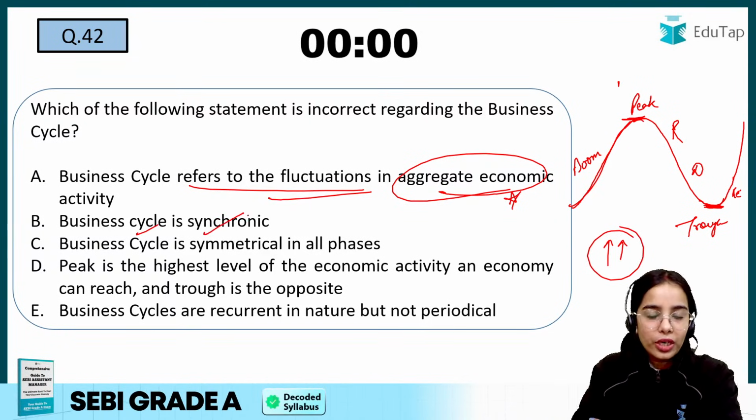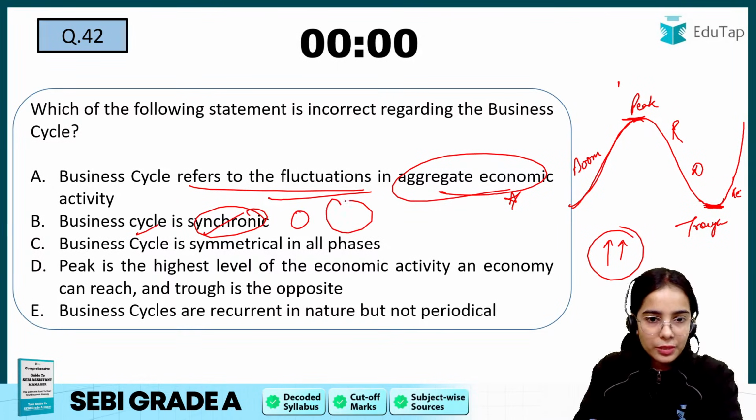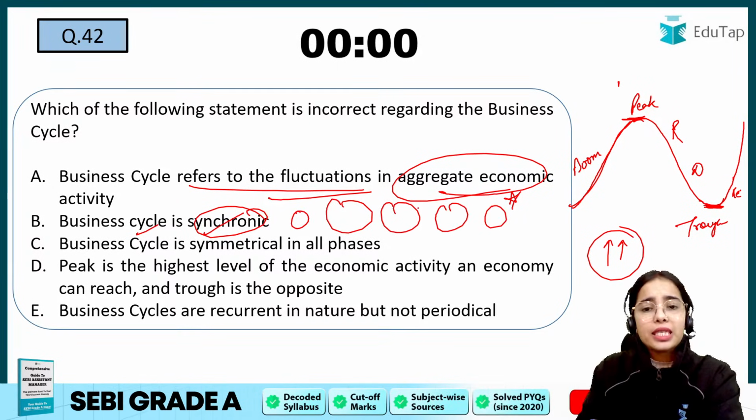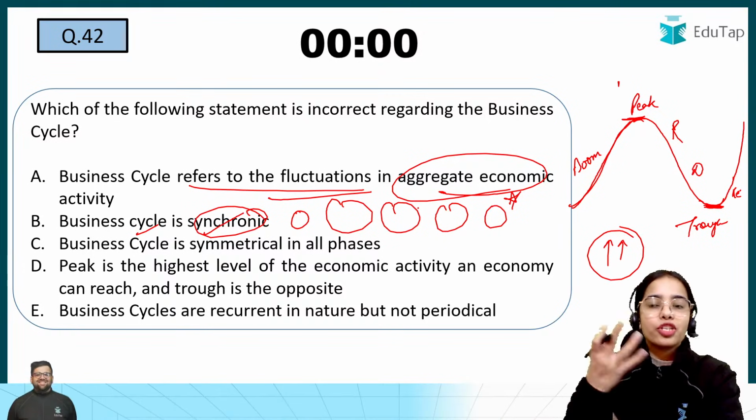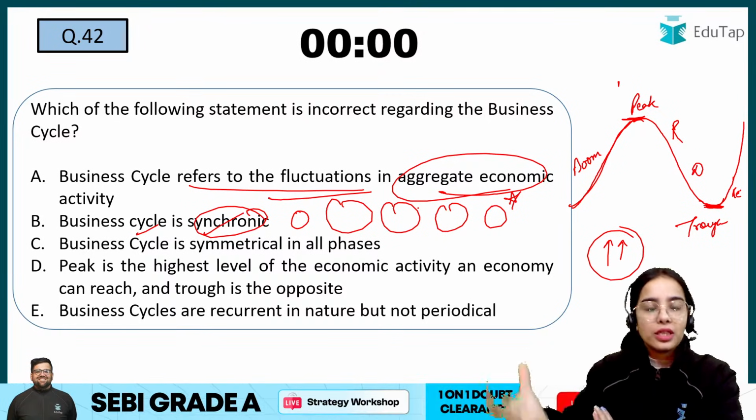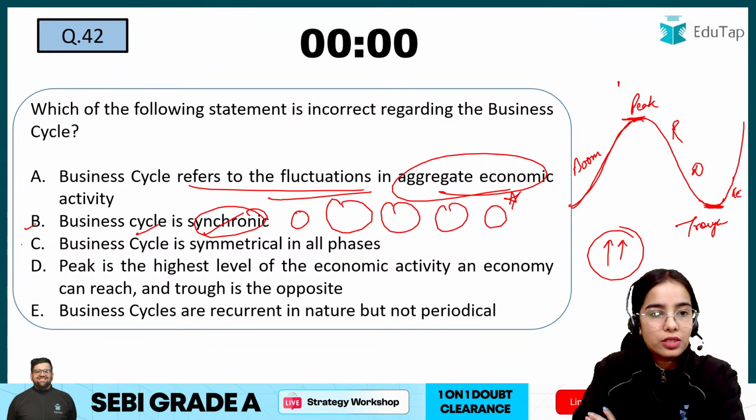Business cycle is synchronic. It might start from one industry, but it spreads to the other industries, and it might start from one country. Recession might start from one country, and that can spread to other countries. Okay, this is also correct.